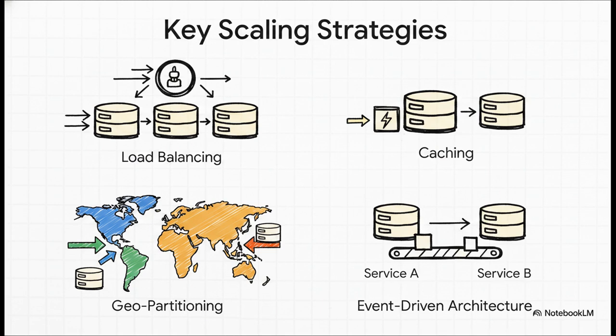Geo-partitioning is just common sense. You keep the data for London on servers near London to keep things fast. And finally, an event-driven design means services don't wait around for each other. Instead of making a direct phone call, they leave messages in a shared mailbox. This makes the whole system more resilient, because if one service is busy, the others can just keep on working.